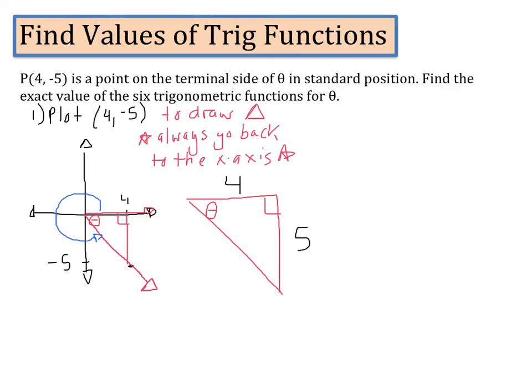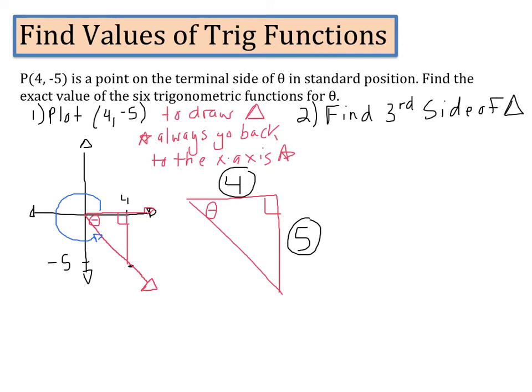Now, if you remember from geometry, if you have a right triangle and you know 2 sides, you can find the third side. That's our second step, is to find the third side of the triangle. How do we do that? We use the Pythagorean theorem.